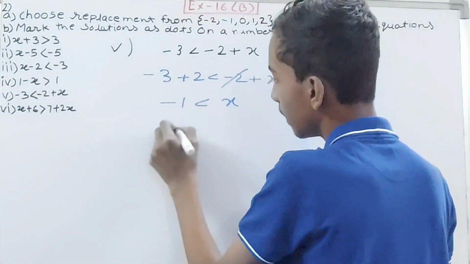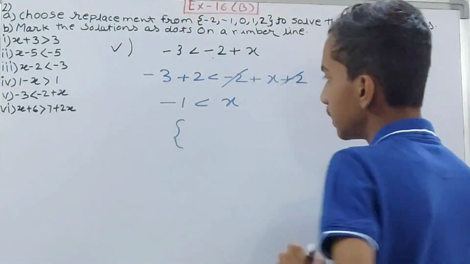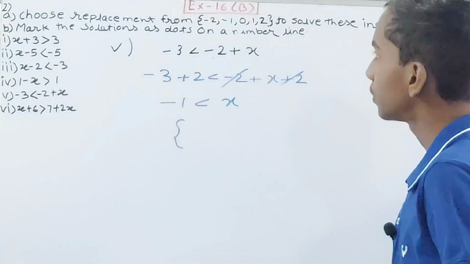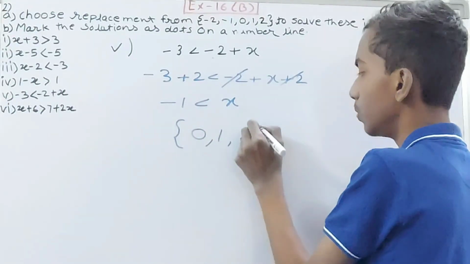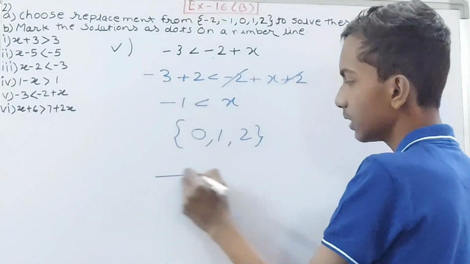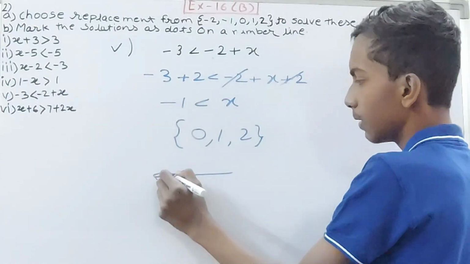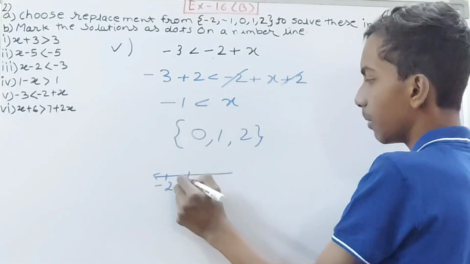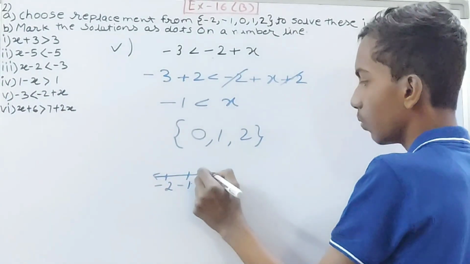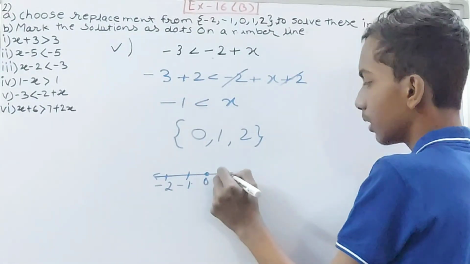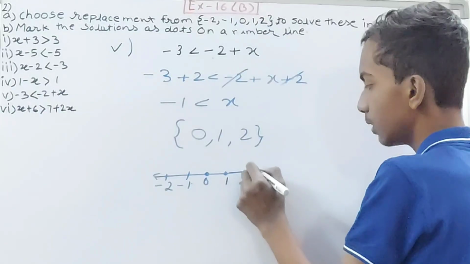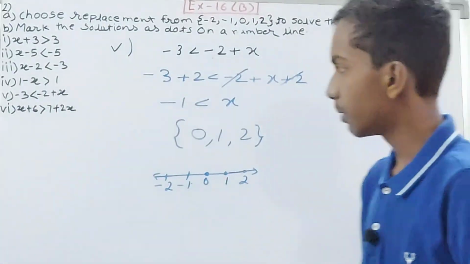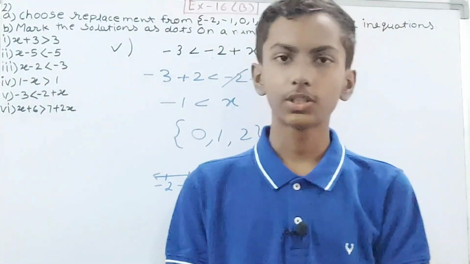So you're going to have the value of this as what? See, x is greater than minus 1. So greater than minus 1 are 0, 1, 2. Close it. So mark this on the number line also. Minus 2, minus 1, one dot on 0, another dot on 1, one more dot on 2, and close. So that's your number line. Let's move on to the next part.